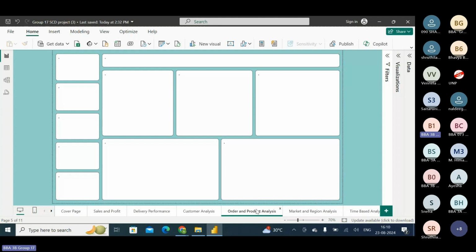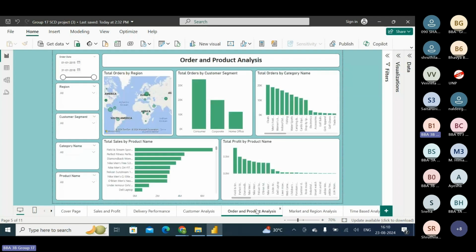Order and product analysis. The first chart indicates that the orders are distributed across various regions with noticeable concentrations in Europe, North America, and parts of Africa. The second chart indicates the majority of orders come from the consumer segment, which is significantly higher than the corporate and home office segments. In the third chart, the cleats category has the highest number of orders, followed by men's footwear and women's apparel. The fourth chart, Field and Stream Sportsman, is the top selling product with sales exceeding 6 million. Next, market and region analysis will be taken by Dhruv.